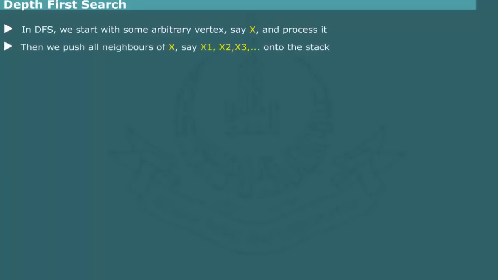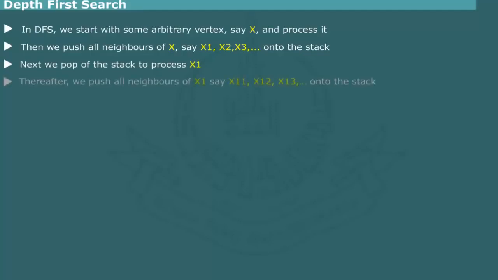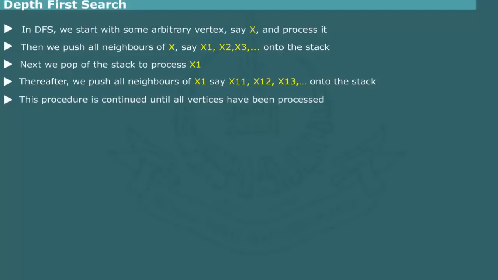Depth first search. In depth first search, we start with some arbitrary vertex, say x, and process it. Then, we push all neighbors of x, say x1, x2, x3, onto the stack. We pop the stack to process x1 and push all neighbors of x1, say x11, x12, x13 onto the stack. This procedure is continued until all vertices are processed. The vertices that are processed are marked as visited.